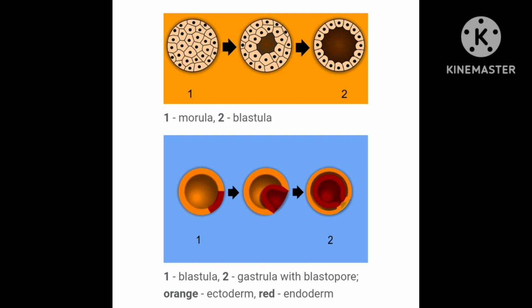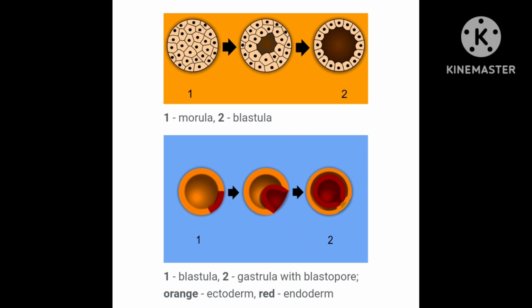Here is the thing. First is morula, blastula. From there you get to gastrula with blastopore. Then you get ectoderm, then endoderm, and from the endoderm the fetus starts developing. This is how the modern process is viewed, and all this has been seen through microscopic and accurate views. That's the beauty of modern embryology.